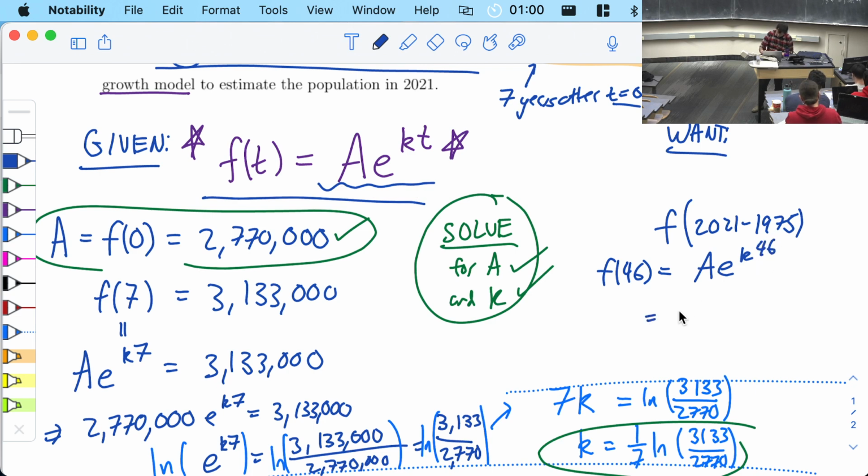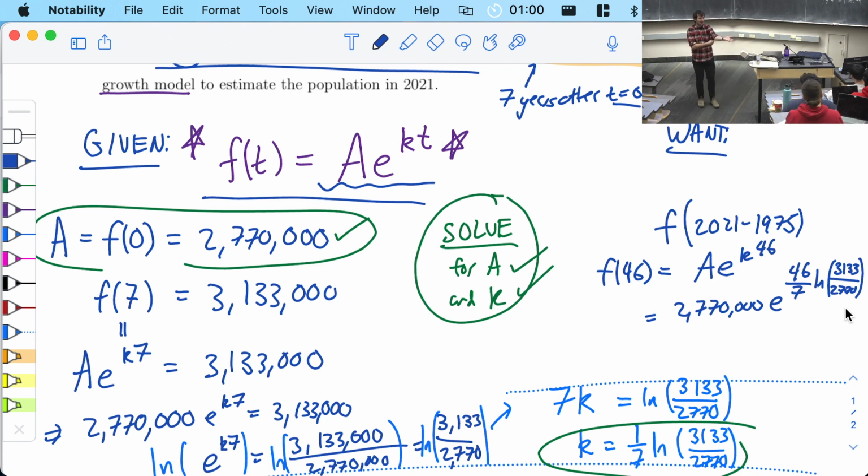In our case, a is 2,770,000, and k is 1/7 times all this stuff. If you have 1/7 times a bunch of stuff and you multiply it by 46, you have 46 sevenths. So 46 divided by 7 times the ln of 3133 divided by 2770. And that's the answer. That's a perfectly valid answer. On your midterm, if you write that in the box and it's correct, that'll be full marks. You don't need to do it on your calculator or anything.